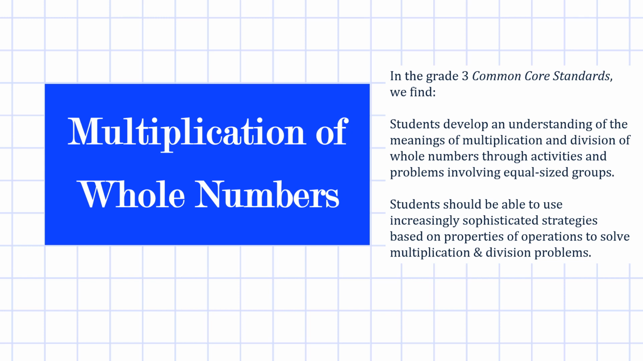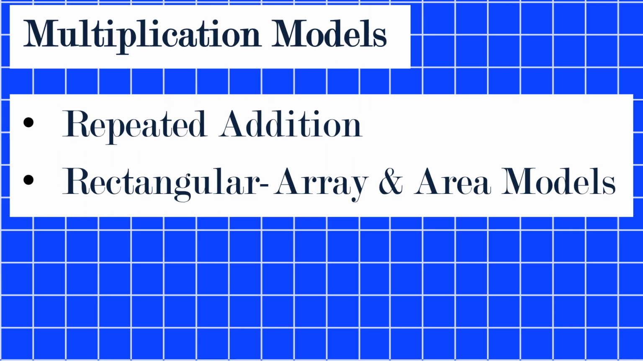And students should be able to use increasingly sophisticated strategies based on properties of operations, the operations being multiplication, division, addition, subtraction, to solve multiplication and division problems. All right, so that's things like that commutative property, the identity property, the associative property. All right, so the two main models of multiplication, I'm sure you can do research and find even more models, but these are the two that are emphasized the most, are the repeated addition model and the rectangular array and area models.